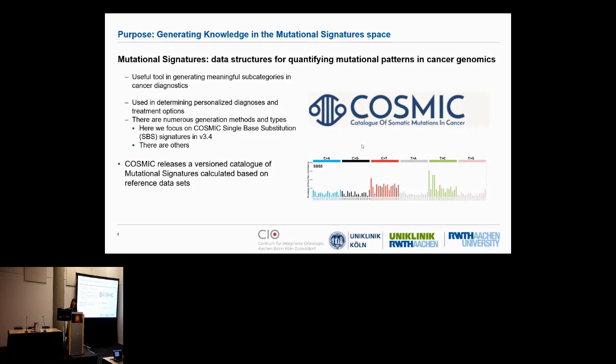For this particular project, we're focusing on the COSMIC set of mutational signatures. There are actually numerous methods of generating those mutational signatures, and they have different ways of calculating them. The COSMIC set is one that is very well maintained and is often used in the literature. Specifically, we're only focusing on a subpart: the COSMIC single base substitution signatures in version 3.4. But it's important to say that there are others, and we actually want to prepare to integrate multiple ways of calculating mutational signatures into this graph.